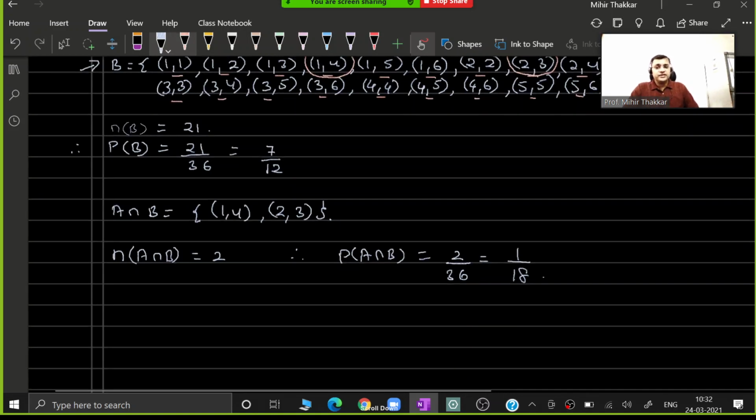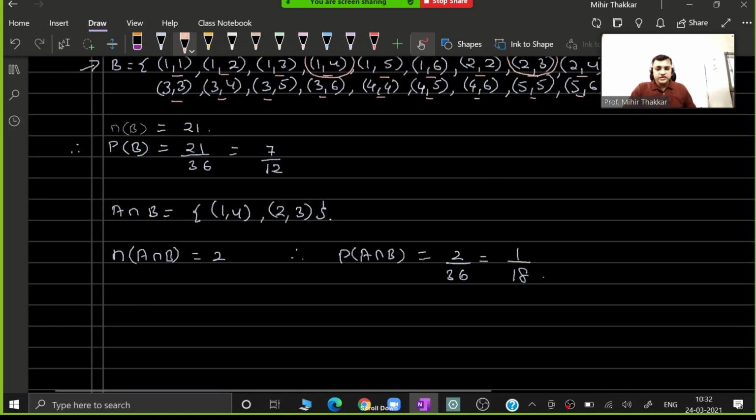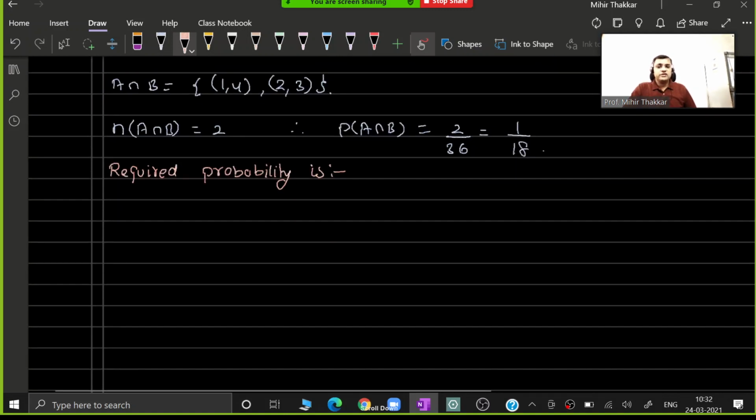We are interested in calculating probability of the event A or event B. As I told you, or indicates union. So we will say over here, required probability is. What is the required probability, guys? It is just probability of A union B. And we just now discussed the formula for this. Probability of A union B was P of A plus P of B minus P of A intersection B.